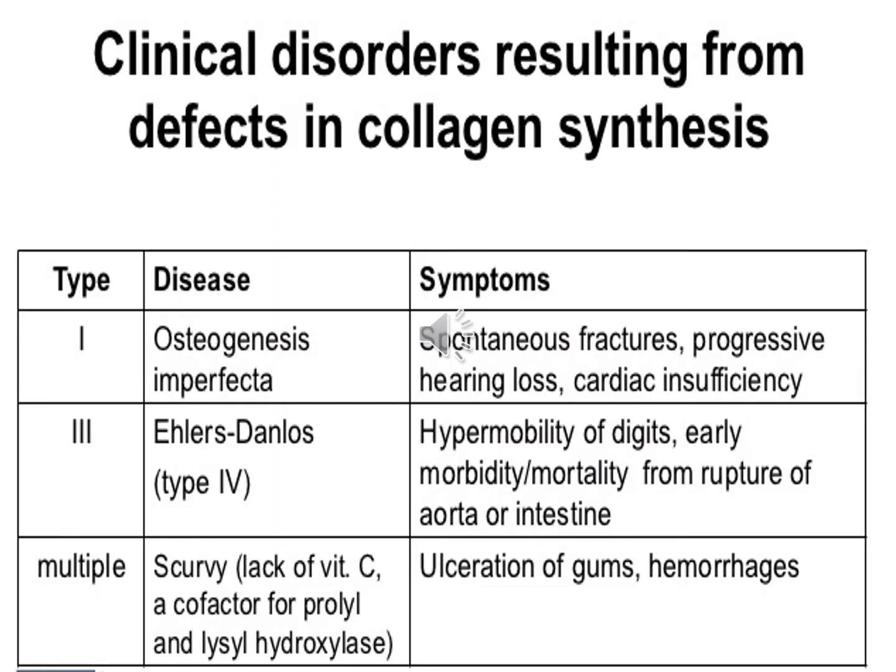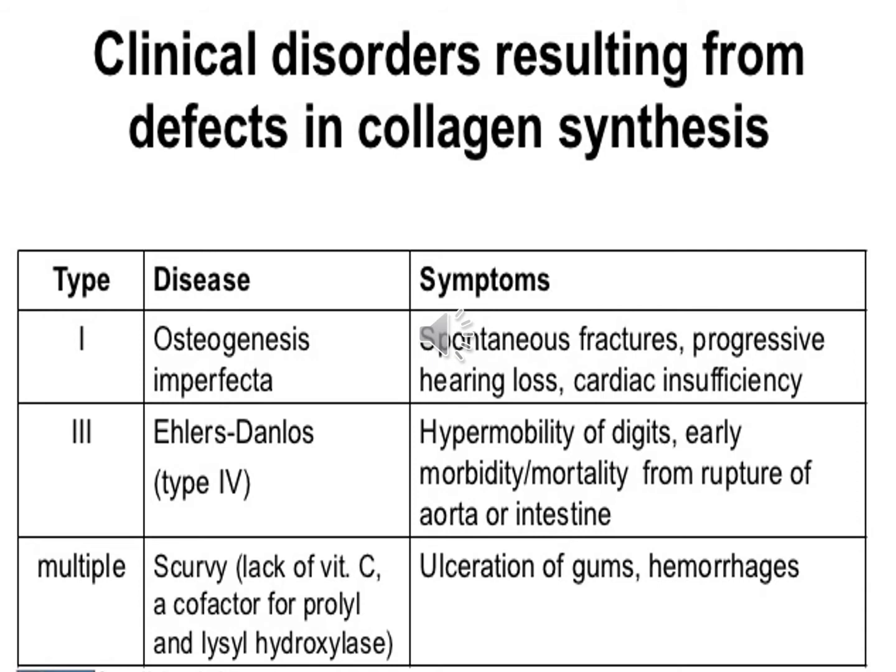Clinical disorders resulting from defects in collagen synthesis. If there is a defect in the synthesis of collagen type 1, which is present in bones, it can result in a disease known as osteogenesis imperfecta. Imperfecta means imperfect osteogenesis, imperfect formation of bones. This results in a patient presenting with spontaneous fractures, hearing loss, and cardiac insufficiency related defects. So the main defect is spontaneous fractures, osteogenesis imperfecta. It results from a defect in collagen type 1.